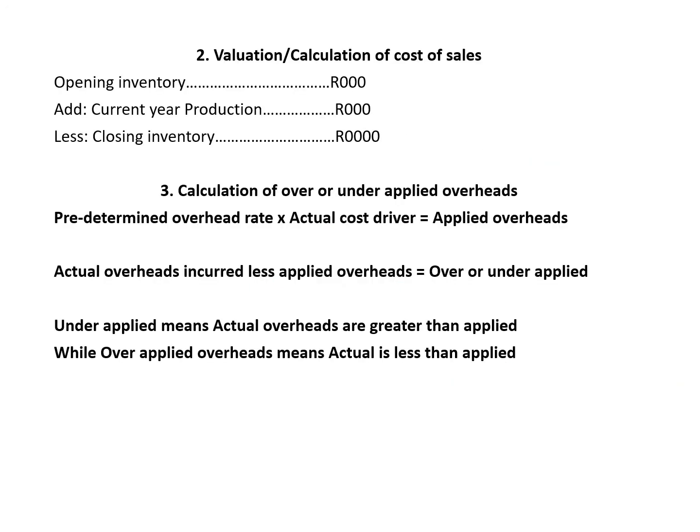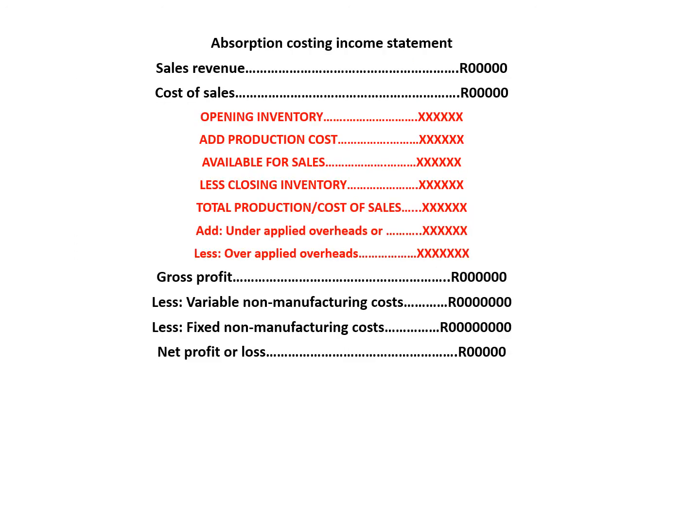Then from there, you have to determine how many units were produced or sold, then calculate your over or under applied overheads. This is the formula that you'll use. Predetermined overhead rate multiplied by your cost driver is equal to applied overheads. So your actual overheads incurred less applied gives over or under applied. Then later you prepare the income statement. Then your income statement will take this form. So in this case, we are not going to focus on how to reconcile the two statements.